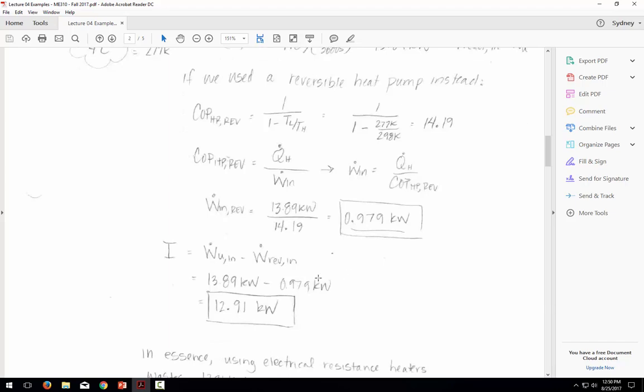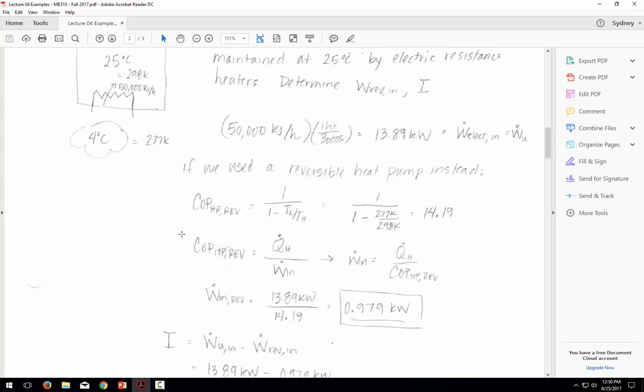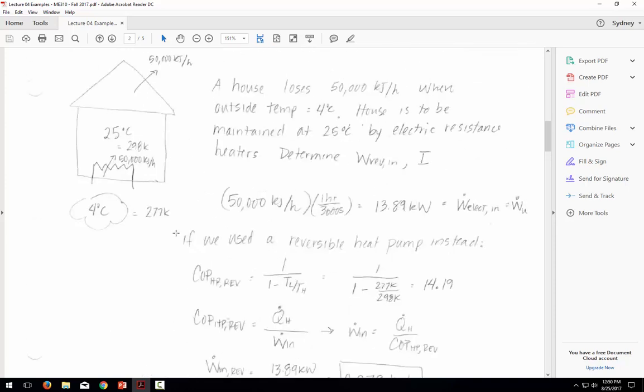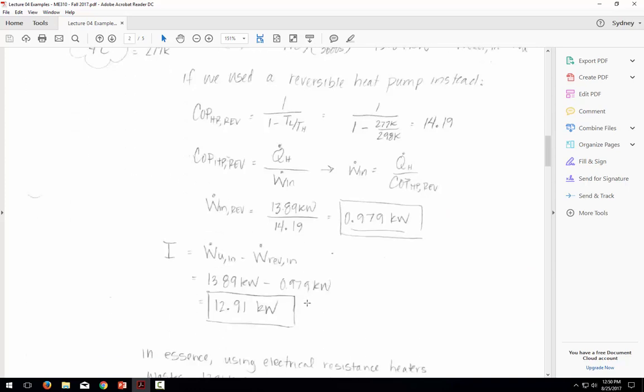So to determine our irreversibility, we can take our useful work in, which is this 13.89 kilowatts that we're using in our electric resistance heater, minus the 0.979 kilowatts of our reversible work. And so we find that there's an irreversibility associated with this process of 12.91 kilowatts. So if you look at this process, an electric resistance heater takes 100% of the electricity and converts it to heat. What this is saying is that once we've converted that to heat, there's an irreversibility associated with it in the form of 12.91 kilowatts.